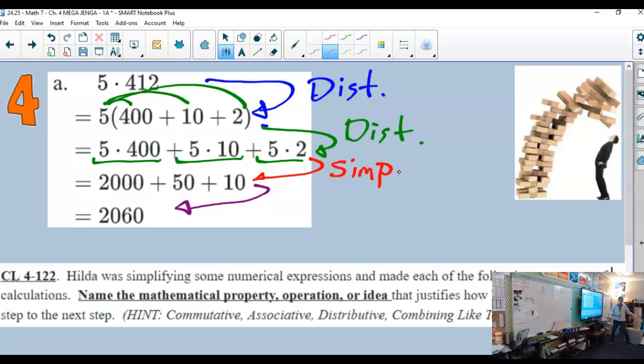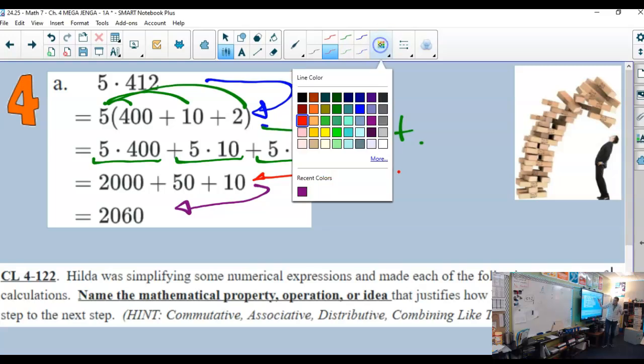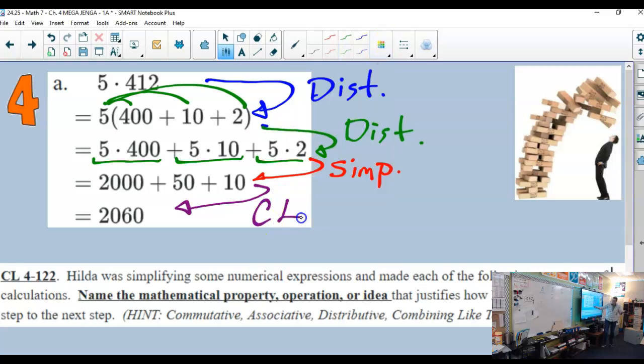And then, Lakin, what about our purple arrow here? Yeah, you could say simplify. Or here, you could say combine like terms. You could say simplify. You could also say combine like terms. Because they are putting together like terms now. They put together a bunch of constants. Questions?